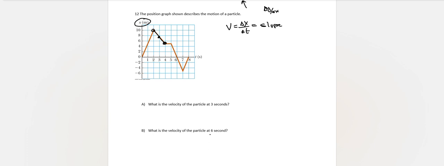Part B, what is the velocity at 6 seconds? So 6 seconds, we're here on the graph, right? Same thing goes. Pick 2 points on the line, maybe this one and this one, and calculate the slope of that line to get the velocity.